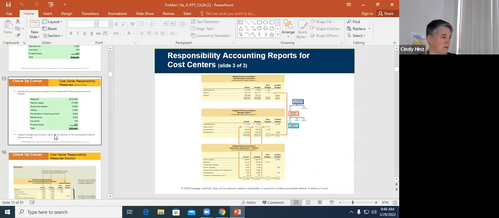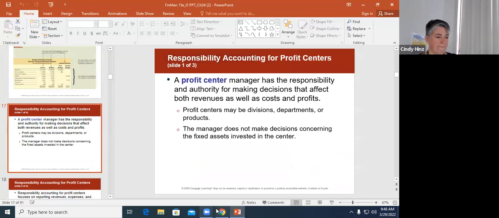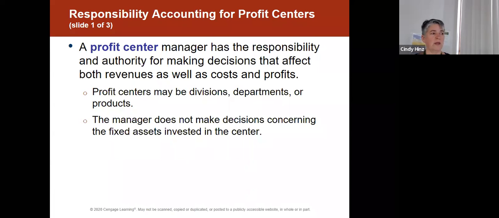Let me go back to our PowerPoint. But any questions at this point? So we've covered cost centers and talked about why there might be some allocated costs in there, even though they are a separate department. Any questions before we move on to profit centers?